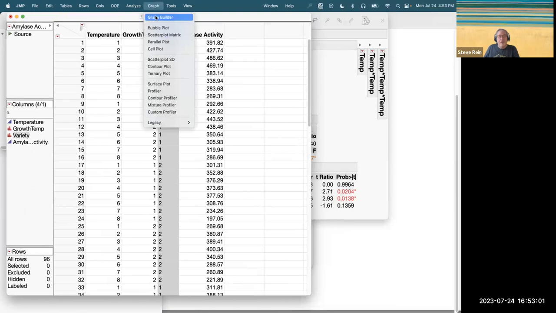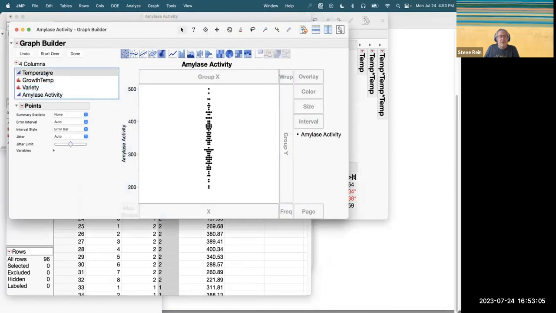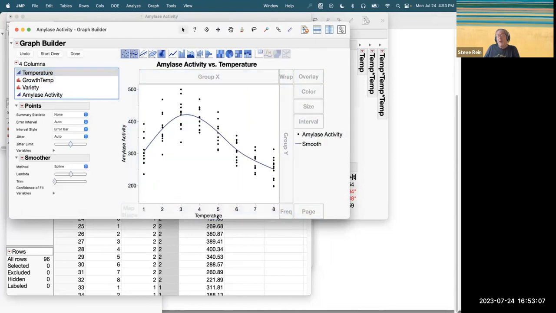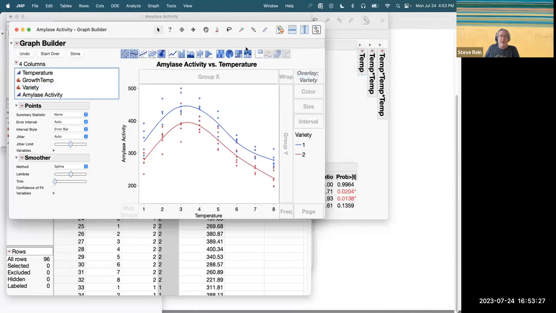But again, under Graph Builder, we said the amylase activity may be a function of the temperatures, which we could fit as a quantitative variable. And we know variety seems to matter, so we're going to have to include that in our model. But the question is, blue and red, do they seem parallel? They do seem parallel to me, approximately parallel. And could I go ahead and fit a model that this one implies? I think I can.